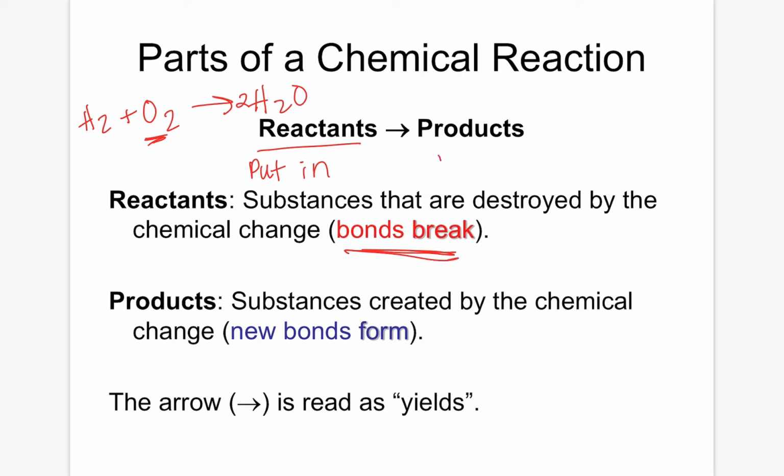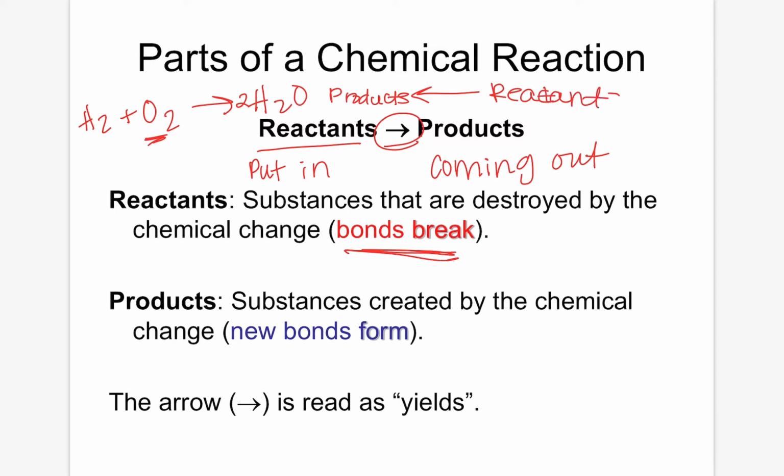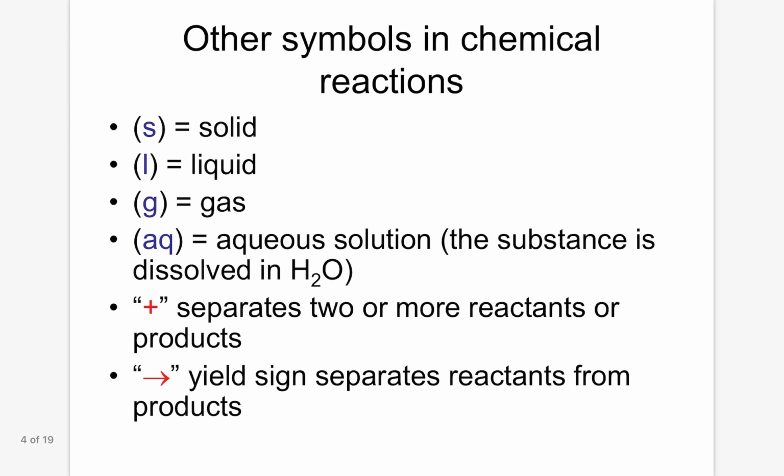Your product is what's coming out. This is the new stuff, the new. This is what's being created. Your arrow is what's indicating that a chemical reaction is happening. It's also telling you which way it's going. So you can have it where your reaction is moving this way, and here are your products, and here are your reactants. So you just have to make sure you pay attention to the arrows, okay?